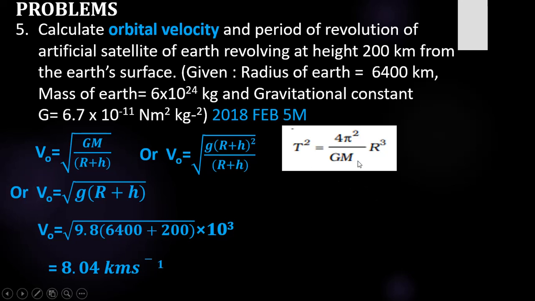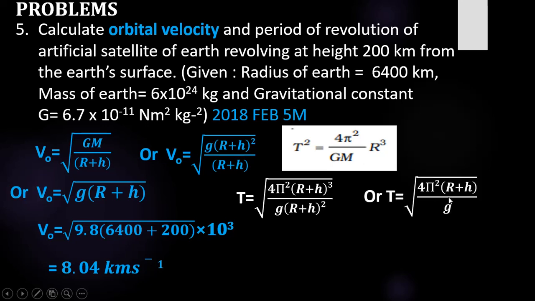As far as the time period is concerned, you have to use this formula: T square equal to 4 pi square upon GM into r cube. So wherever r is there, you have to put R plus h, because the satellite is at a height of 200 kilometers. Because it is a T square value, if you write it for T, it will be under root 4 pi square into bracket R plus h cube divided by g into R plus h square. So these two terms get cancelled, leaving only 4 pi square into bracket R plus h upon g.